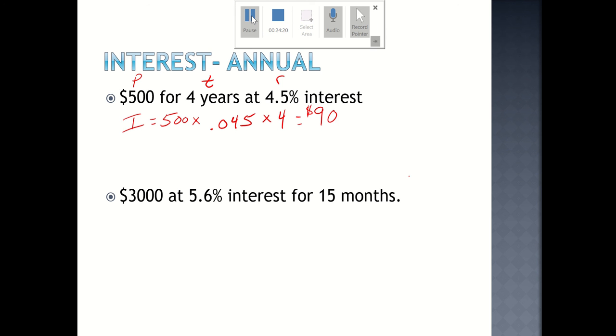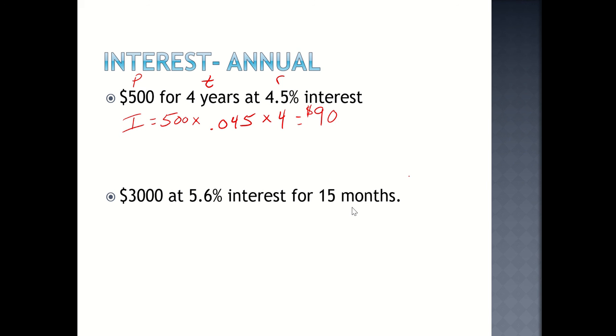Now, you might be asked, how much money do you have total? We now have $90 more. We did have 500, $90 more. We have $590. Try this next one on your own, but keep in mind on this one, we're still talking about annual interest.